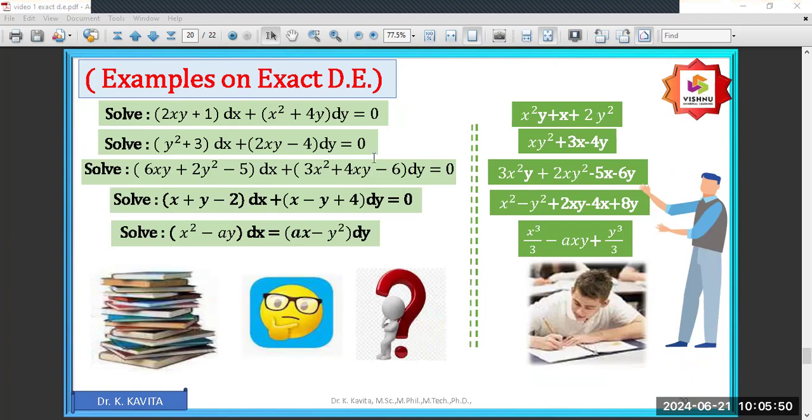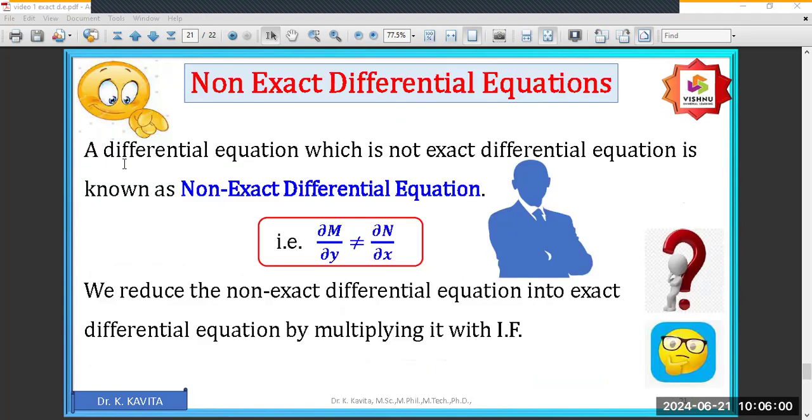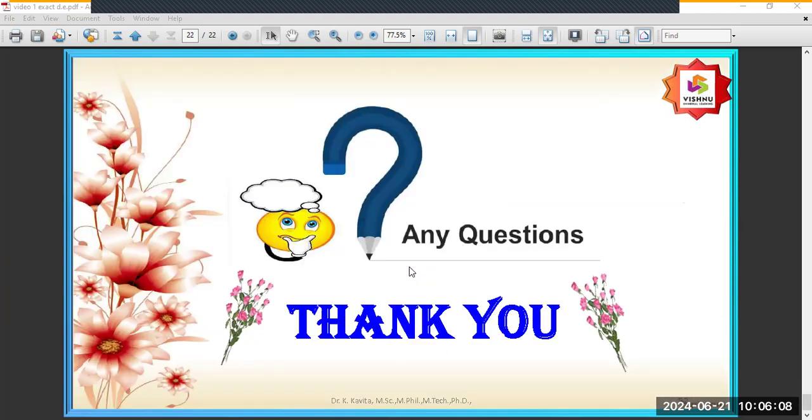These are all the 5 examples, with 5 different answers. Students should solve these 5 problems as homework. In the next video, we'll see non-exact differential equations, which are of the form where dou M by dou y is not equal to dou N by dou x. Any queries?